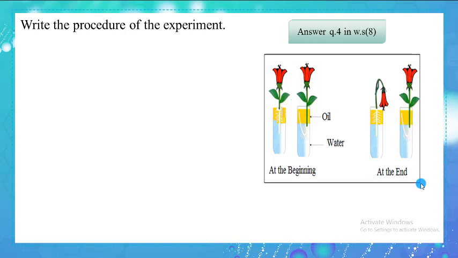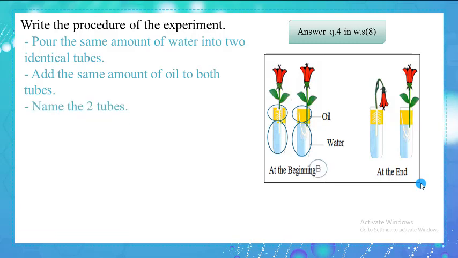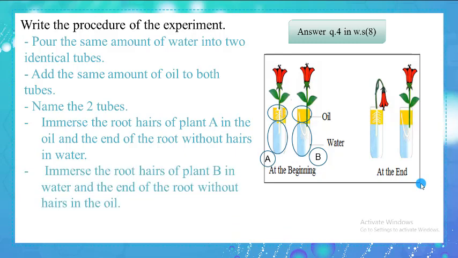What are the procedures followed in this experiment? Write the procedure of this experiment. Pour the same amount of water in two identical tubes. Add the same amount of oil to both tubes. Name the two tubes. Immerse the root hairs of plant A in the oil and the end of the root without hairs in water. Immerse the root hairs of plant B in water and the end of the root without hairs in the oil, as you see in the figure. Observe the results after a few days.